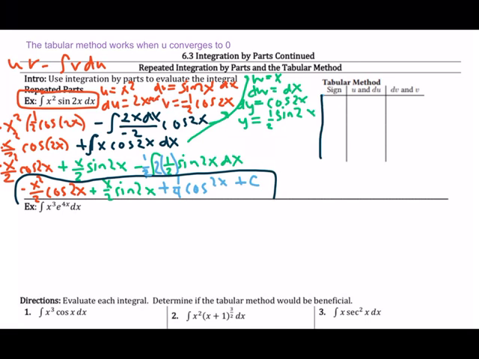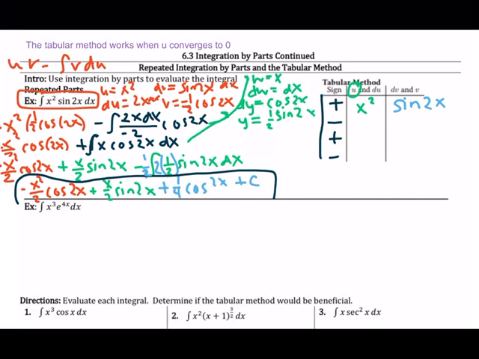So when you are doing this, you're going to always start with a sign column in your table on the far left, and that's always going to alternate starting with positive. It will alternate until you no longer need any more signs. You're going to start the middle column with whatever you are defining u to be. So you're going to start with u. In this case, u is x squared. And then in the far right column, you're going to start with whatever you're defining dv to be. And you don't need to write dx. So we defined dv on this problem to be sine of 2x.